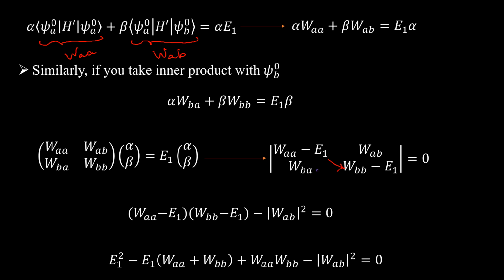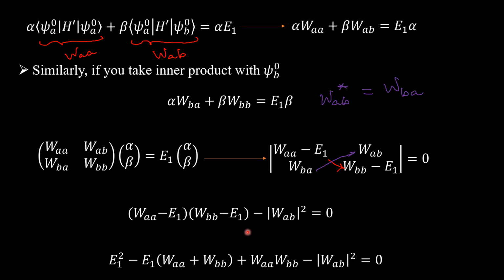This and this you multiply. So we know W_AP complex conjugate of W_AP is equal to W_PA. So naturally, if you multiply this and this, you will get modulus W_AP whole square. So of course, a negative sign will come.